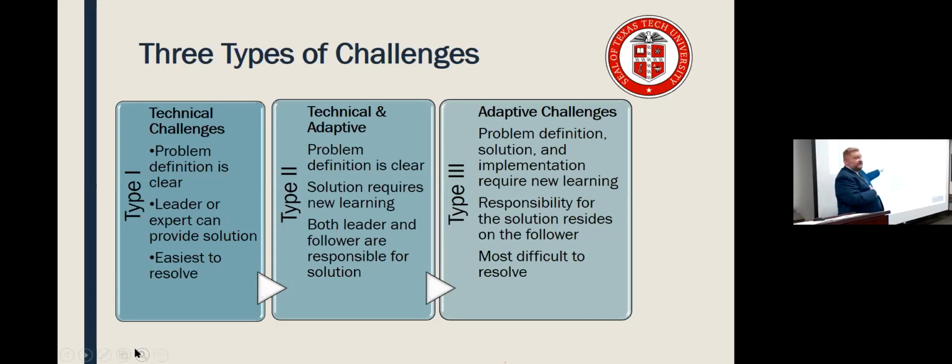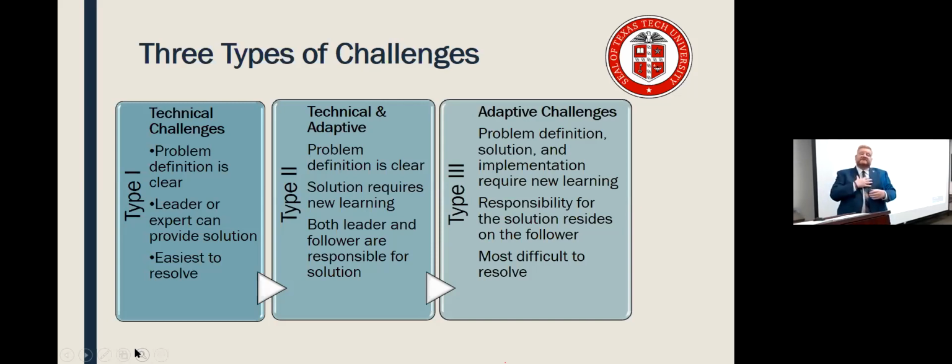When we get into type 2, this is where it begins to get more complex. For this one, this is a technical and adaptive challenge. The problem definition is clear. We know what the problem is. The solution might require new learning, either on my behalf or with the other people that I'm working with. So learning is part of this challenge.